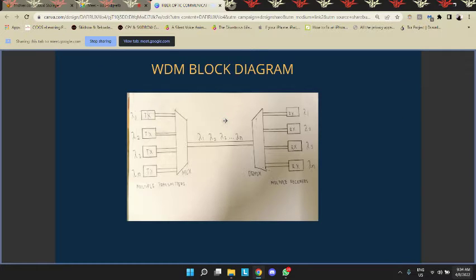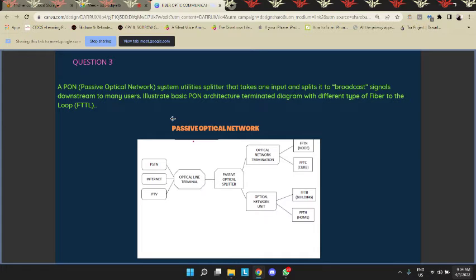So this is our WDM block diagram. The left one is the multiple transmitters, which send the wavelengths to the multiplexer, and this is our receiver, which is RX. So for question 3, I will pass to Muhammad Danish Haikal.